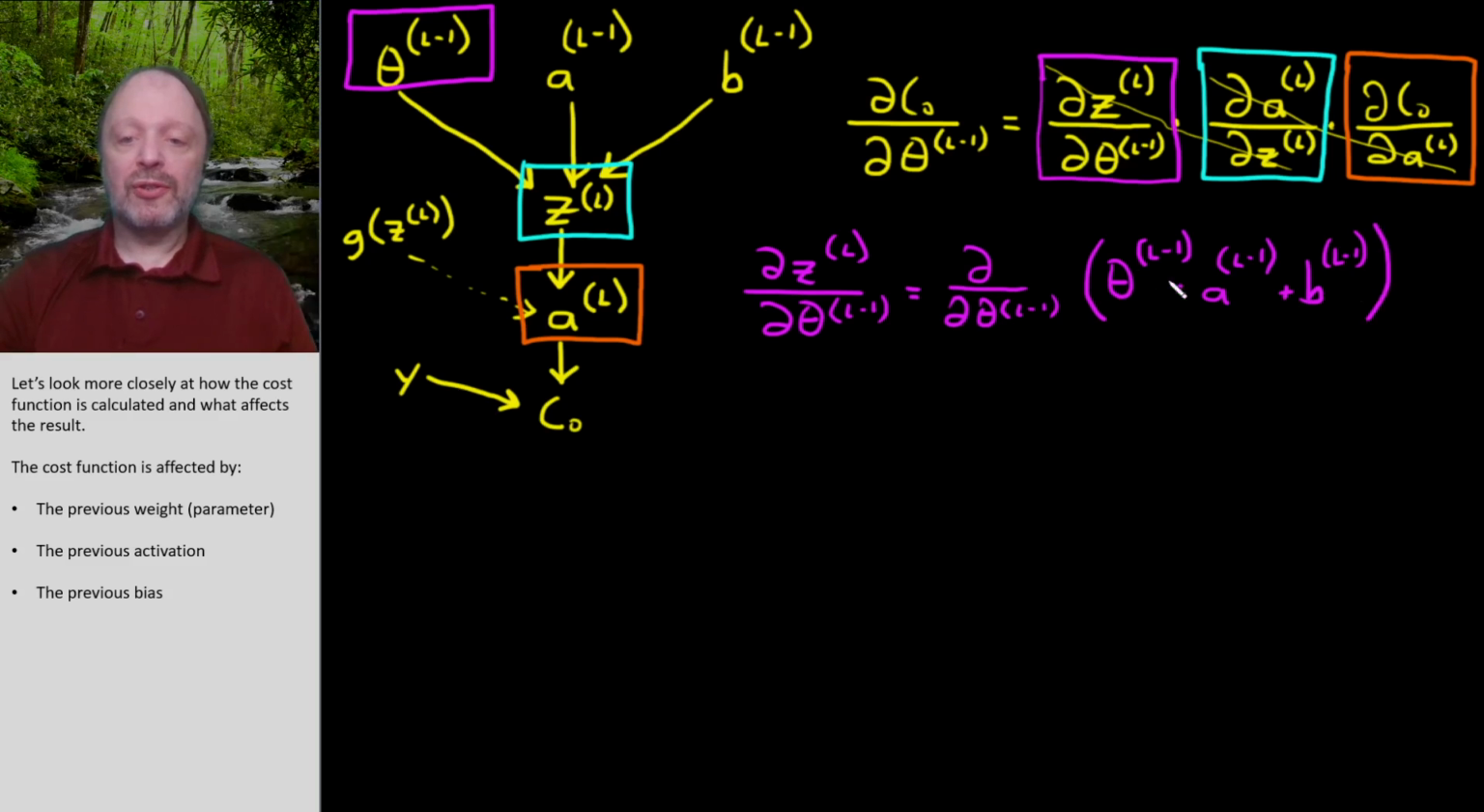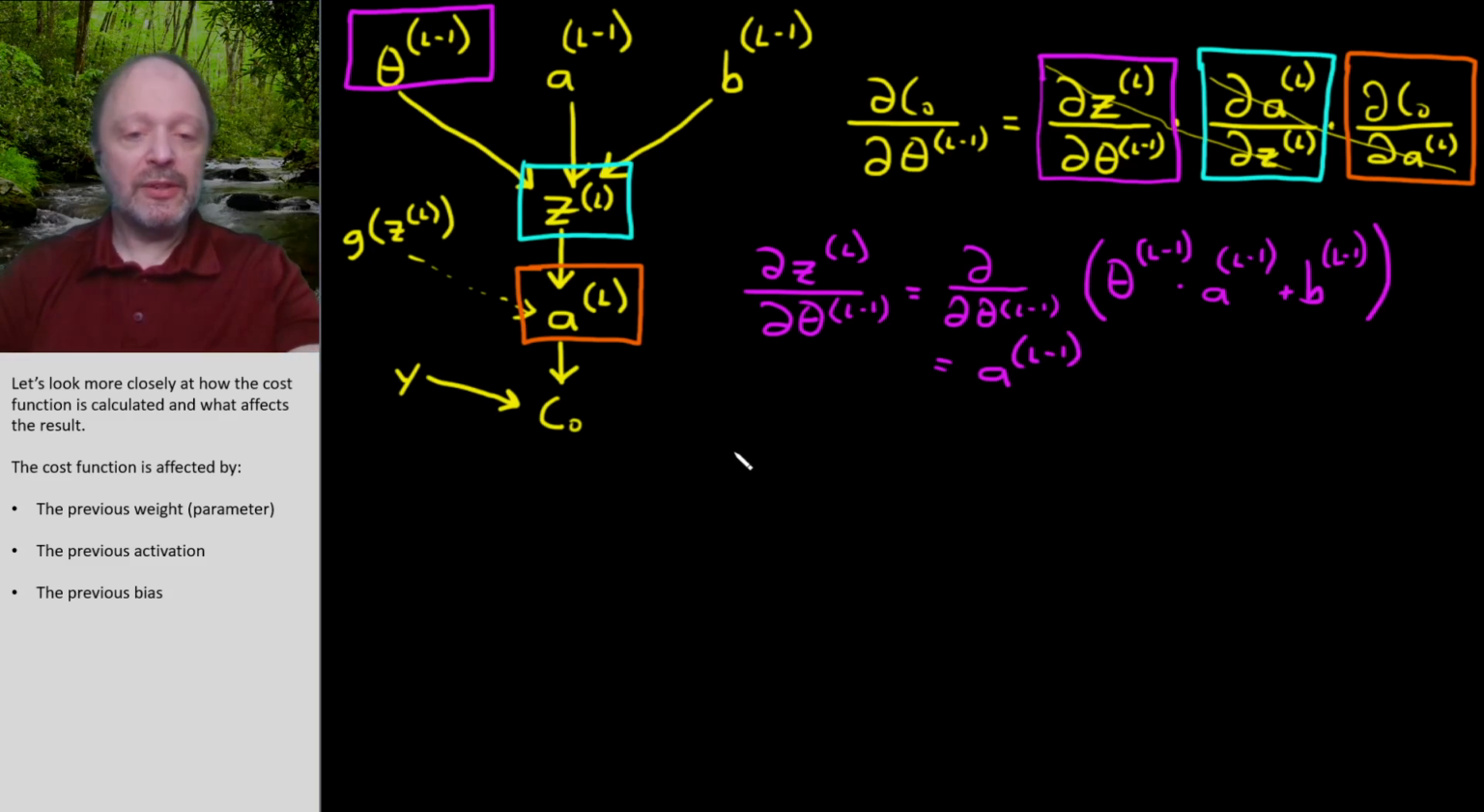And if I take the partial of this, which is my z, with respect to theta, my previous weight, what am I left with? Right. This equals the previous activation. Okay? Not too bad. Now let's tackle the blue.